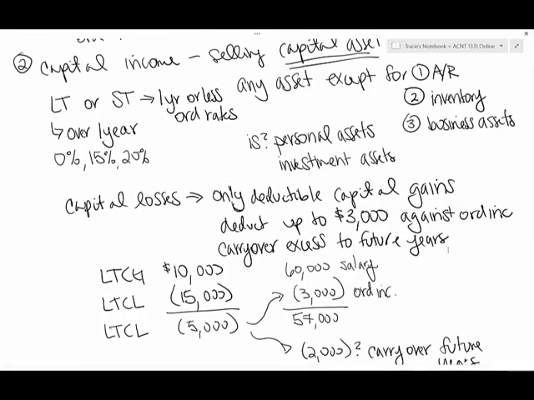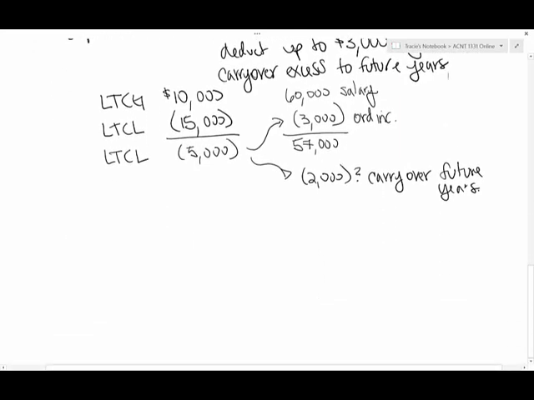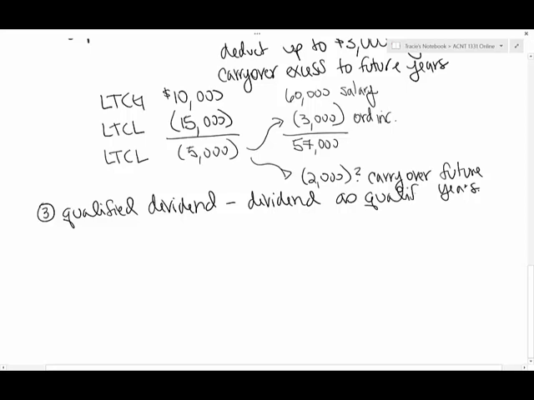Now, the last type of income that we have is our dividend income. So we've talked about ordinary, we've talked about capital, and now we're going to talk about our qualified dividend income. Qualified dividend income is income that comes as a dividend that's designated as qualified. For right now, you don't have to worry about what makes the dividend qualify. It'll be designated as qualified.